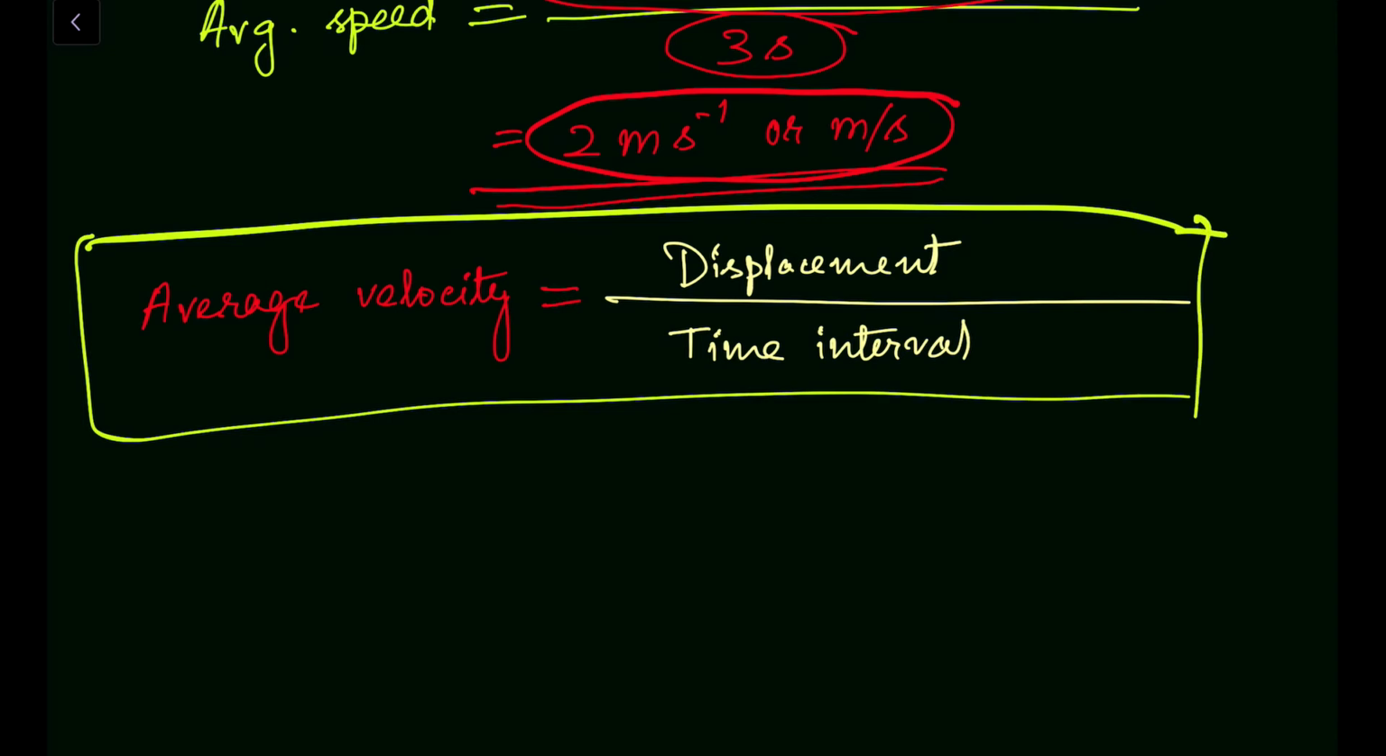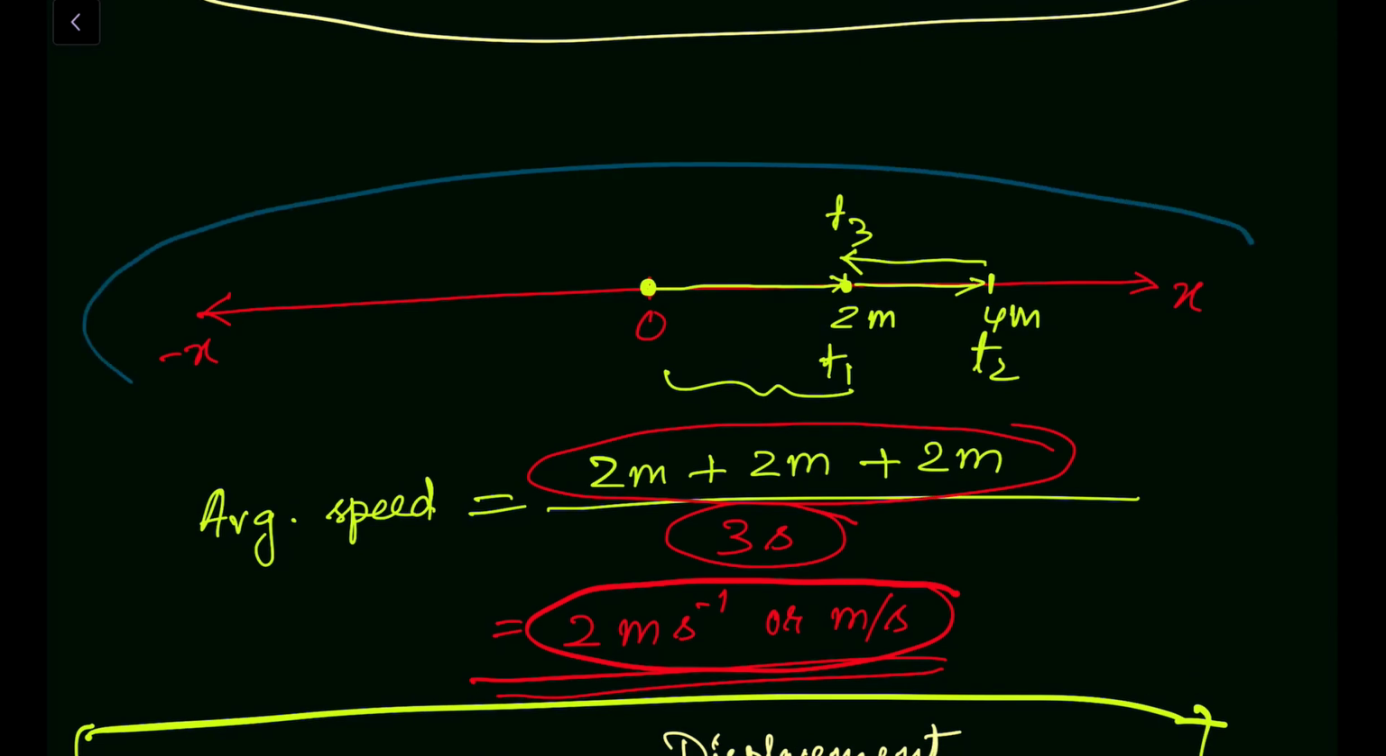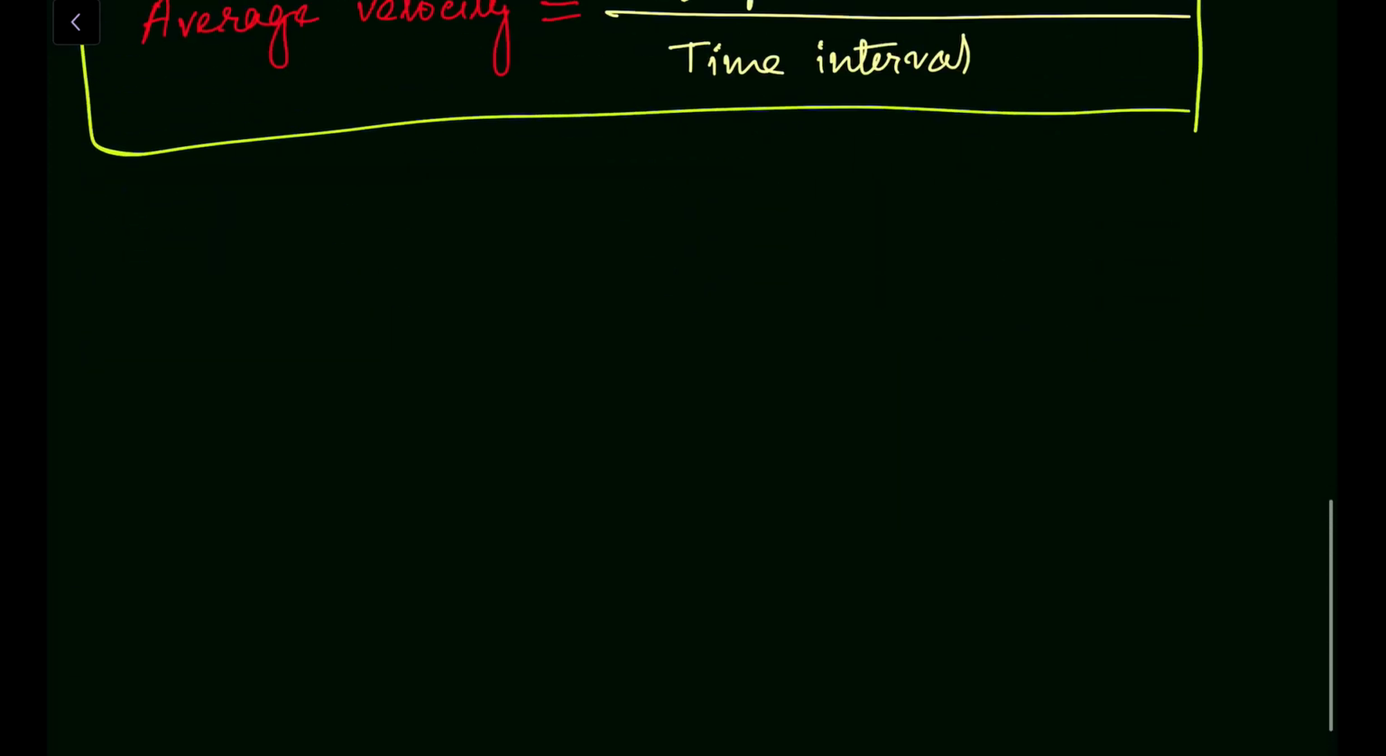In the previous video we already learned that displacement is nothing but the final position minus the initial position. Now let us consider this same case. Here we can see that the initial position is at 0 and the final position is at 2 meters. The time taken is 3 seconds. We have already considered that after each second the object is at these positions.